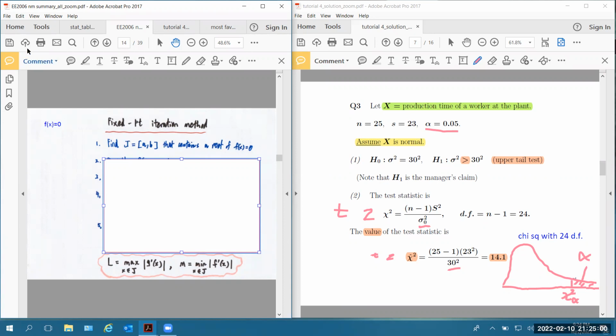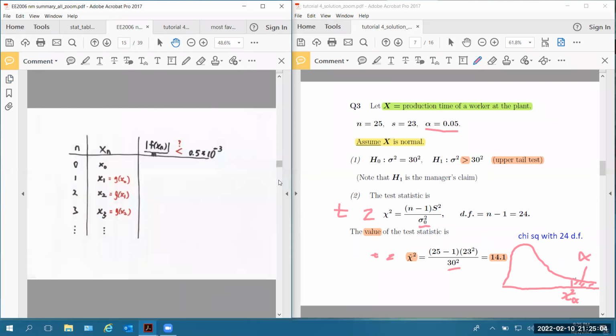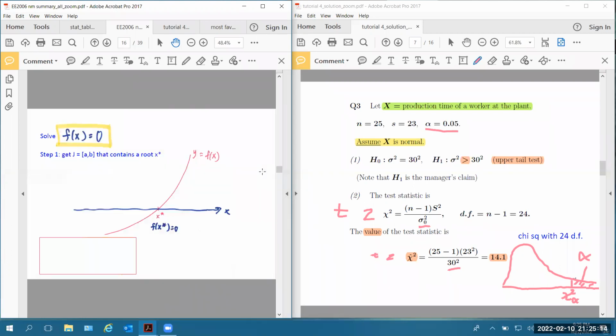I believe it's behind. So let me go to this page. I want to page down. Okay, page down. So you want to solve this one. The first step is you want to get this interval that contains a root x star. This is just an explanation.